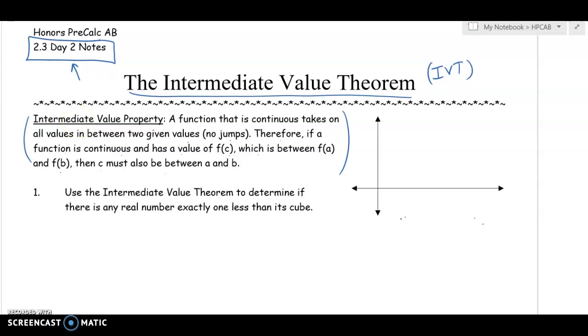The intermediate value theorem basically says a function that's continuous takes on all values in between two given values. Therefore, if a function is continuous and has a function f of c, which is between f of a and f of b, then c must also be between a and b.